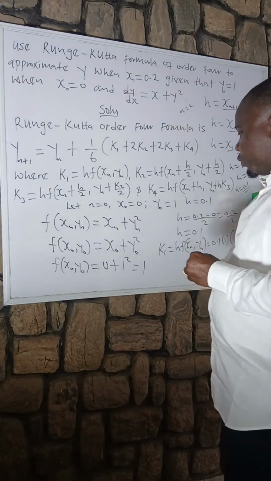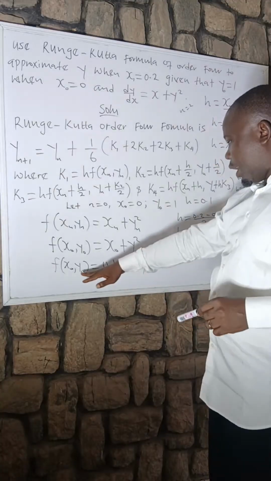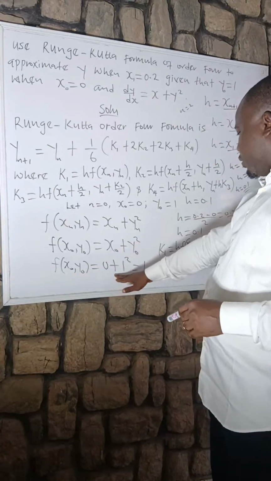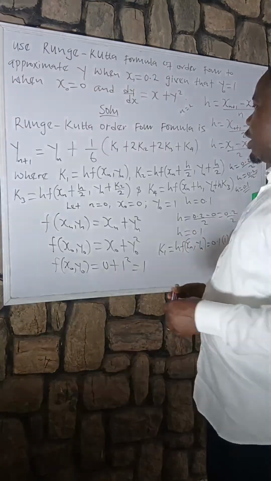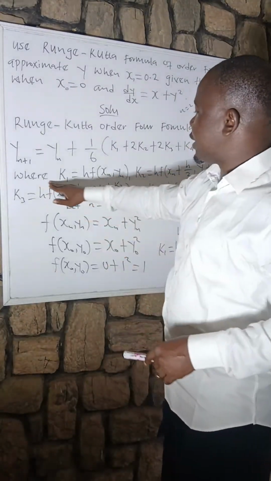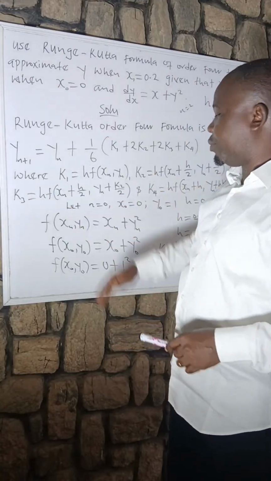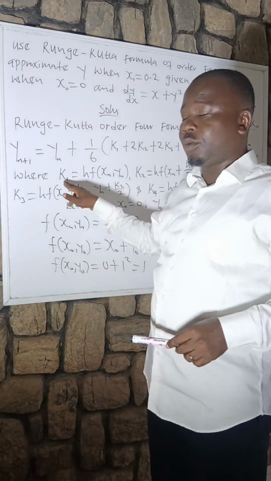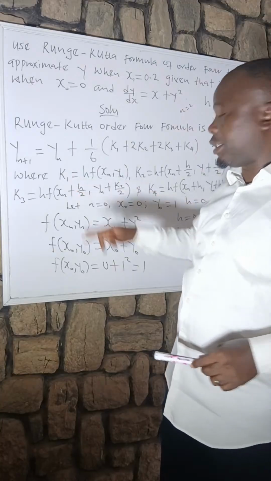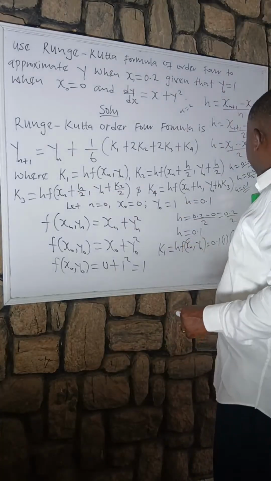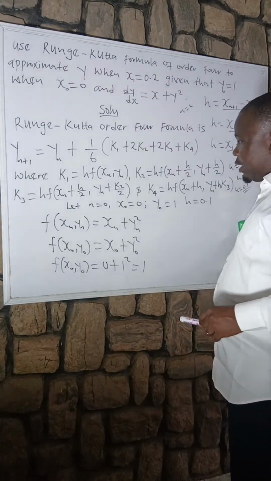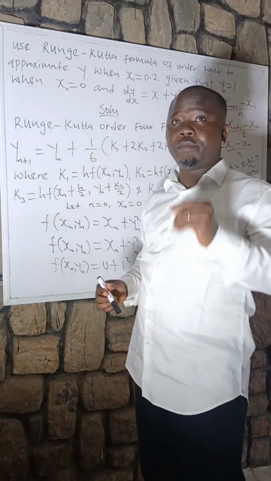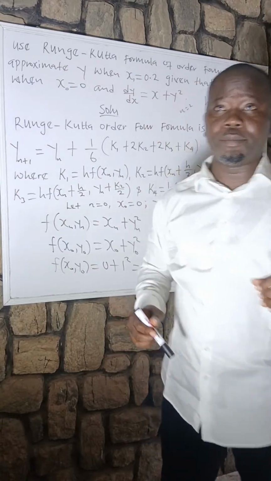Then here our f of x, the function, is equal to 1 after substitution. So now let us go ahead to consider our k1. How can we obtain our k1? That is what we want to look at now. Is that clear? Let me clean here. How can we obtain our k1? It is simple as ABC.